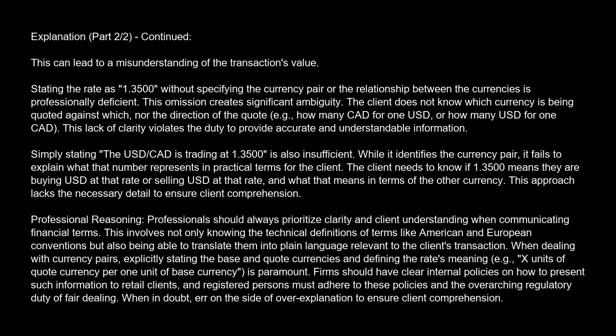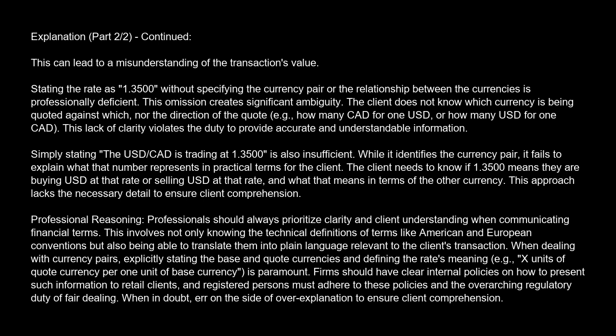The client does not know which currency is being quoted against which, nor the direction of the quote, e.g., how many CAD for one USD or how many USD for one CAD. This lack of clarity violates the duty to provide accurate and understandable information. Simply stating that USD/CAD is trading at 1.3500 is also insufficient. While it identifies the currency pair, it fails to explain what that number represents in practical terms for the client.